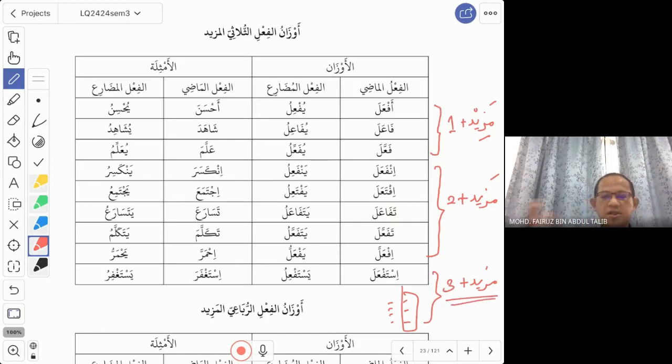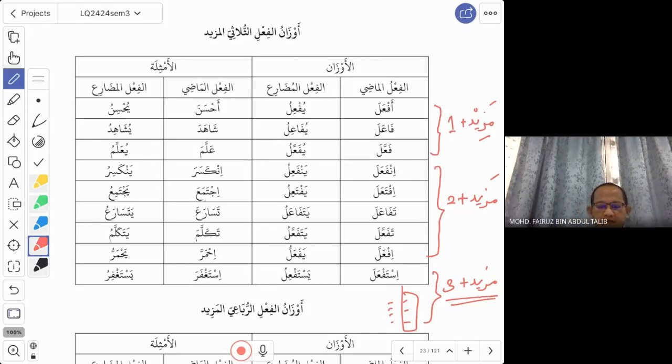So this is the most fi'l. The most number of fi'l that you can have is mazid 3 letter plus 3 additional letter, 6 letters. You will never have 7 letter fi'l or 8 letter fi'l. The most is always 6 letter fi'l, because you have 3 original huruf plus 3 additional letters. Okay. Now we look at the wazan.